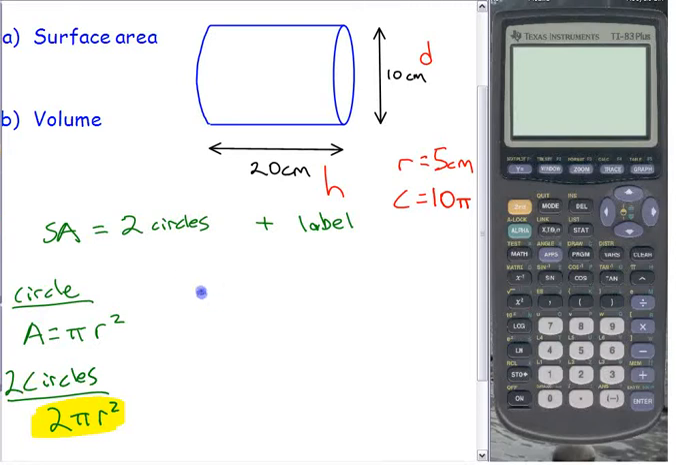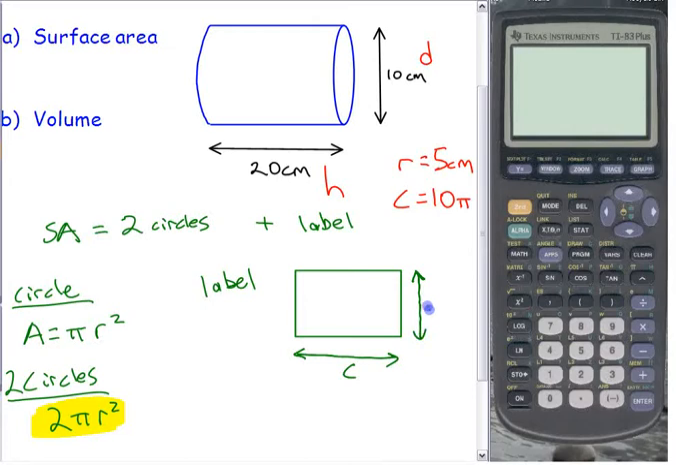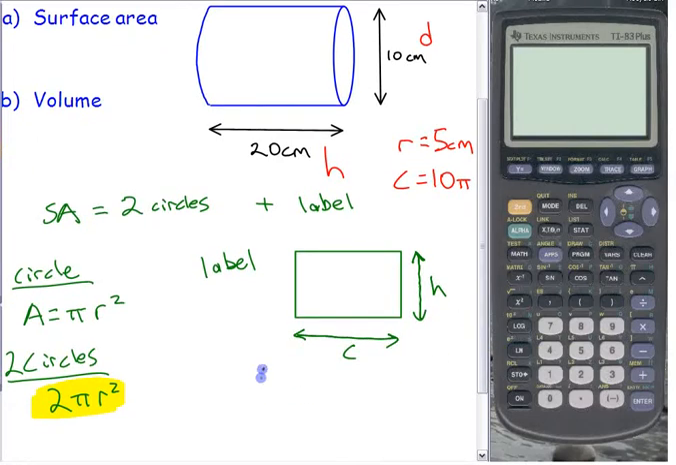What would the area of the label be, the side? It's a rectangle, right? One direction it looks like this much. One direction it's the circumference. The other direction, what is it? Height. It's the height, which is 20, okay? If you want, you can write a formula for it before you put any numbers in it. What would the area of the label be?